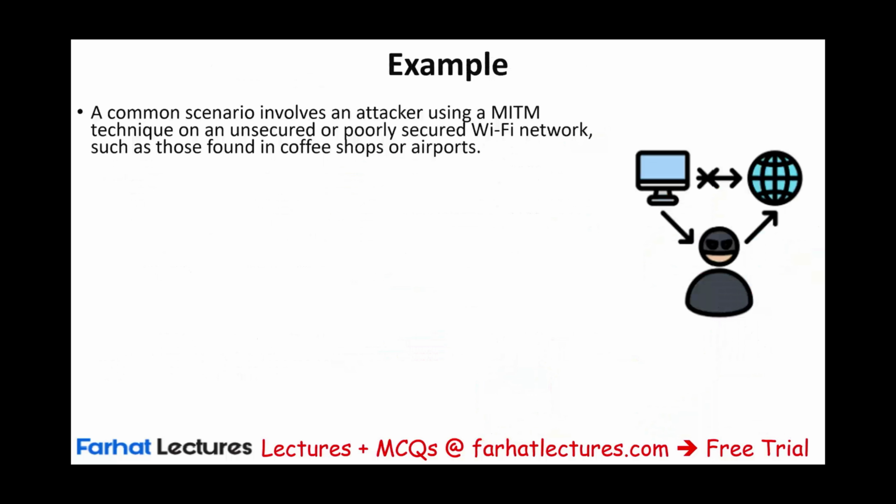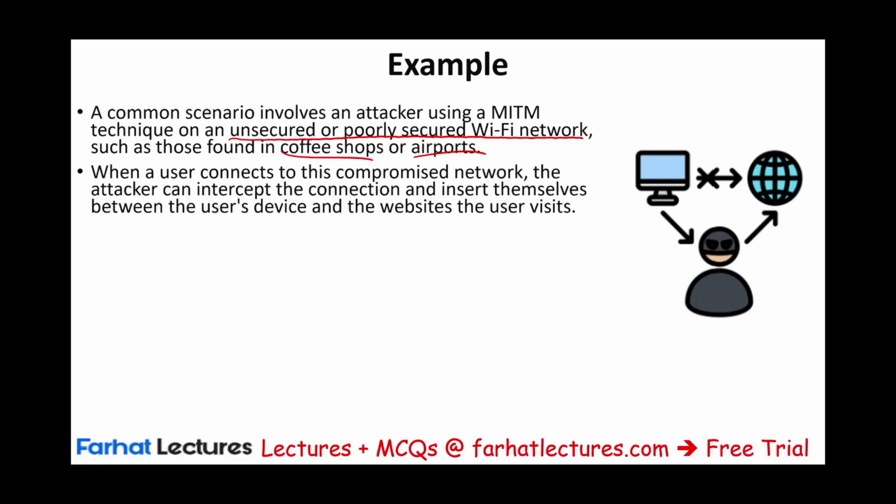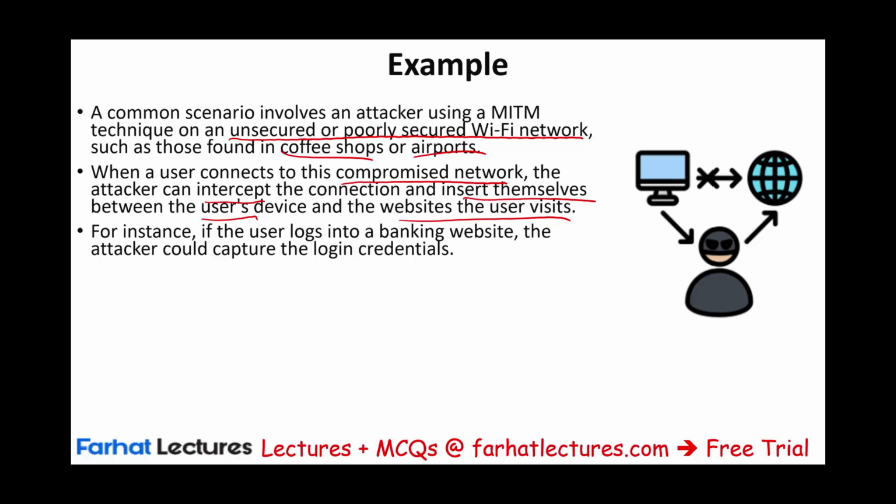A common scenario involves an attacker using an unsecured or poorly secured Wi-Fi network, like those found in coffee shops or airports, and often they warn you that the network is unsecured. When a user connects to this compromised network, the attacker can intercept the connection and insert themselves between the user's device and the website the user is visiting. For example, you're visiting your bank. For instance, if the user logs into their banking website, the attacker could capture the login credentials. Basically, they're intercepting what you are sending.